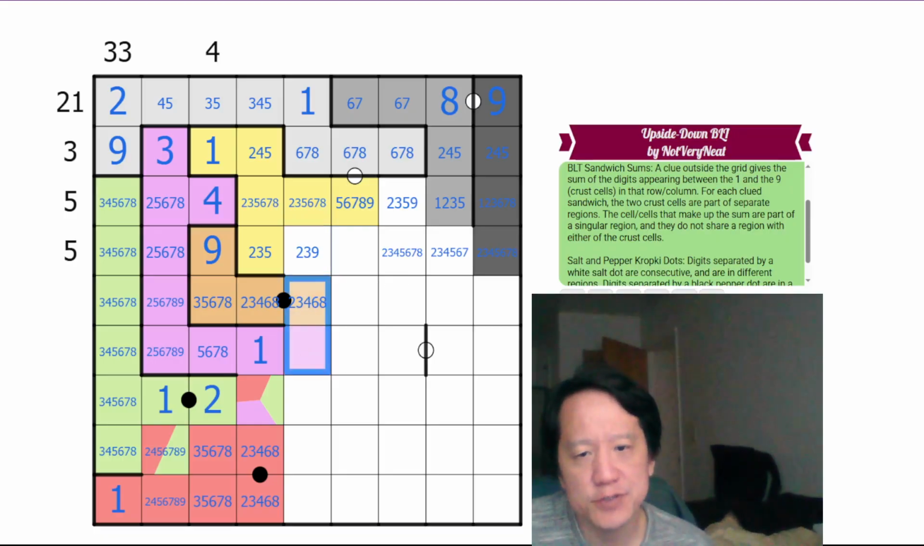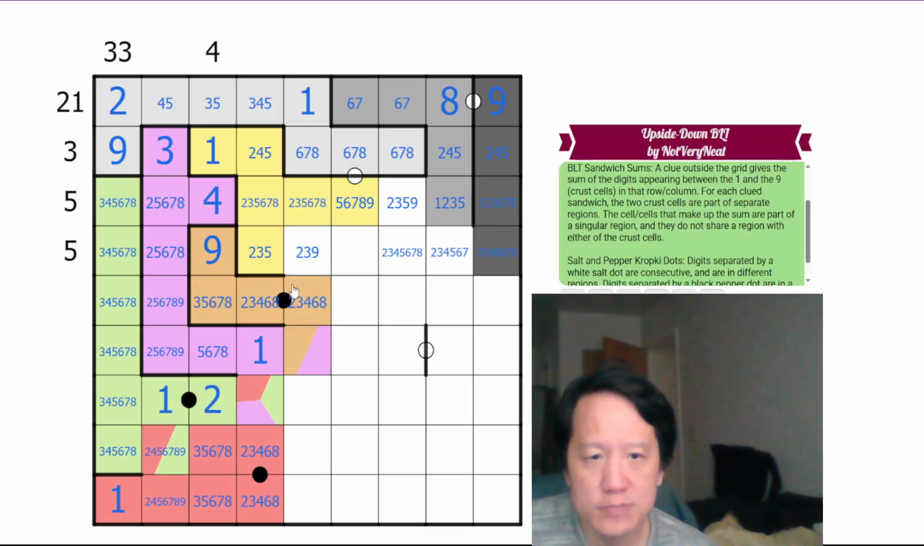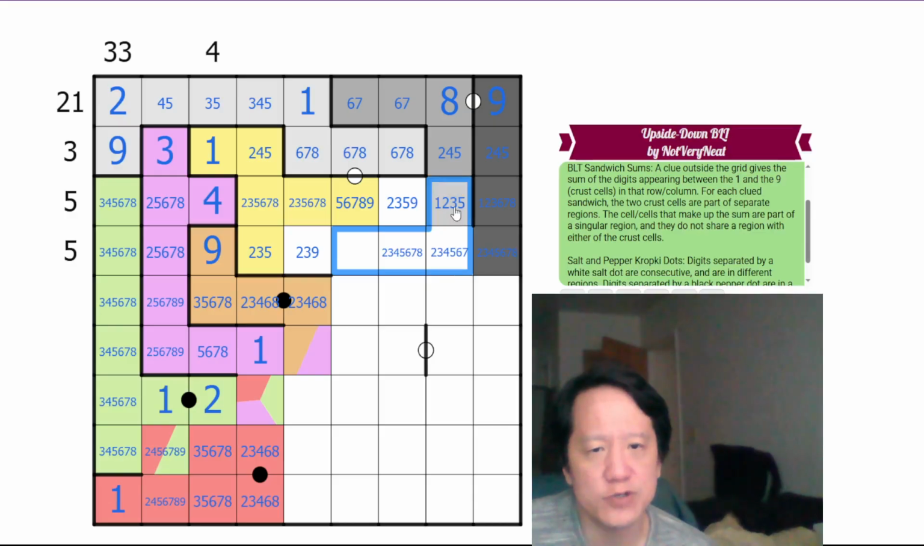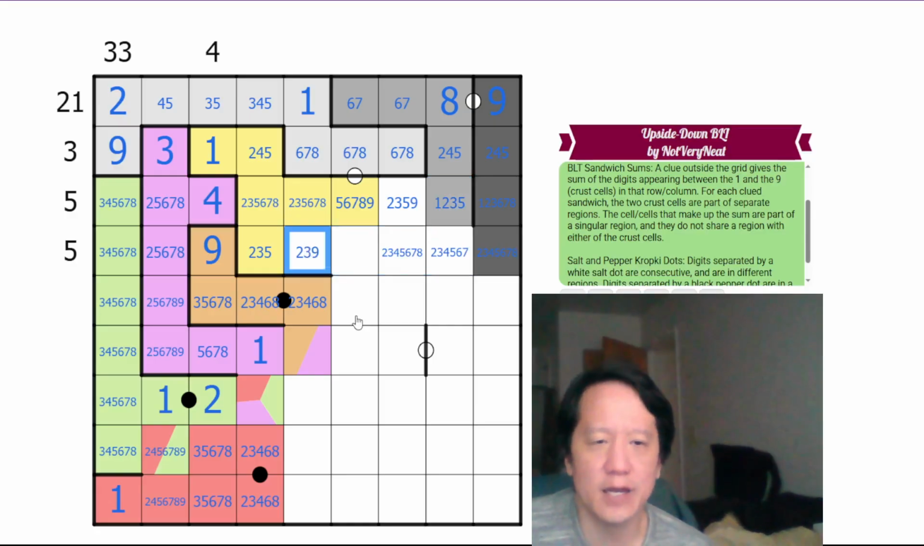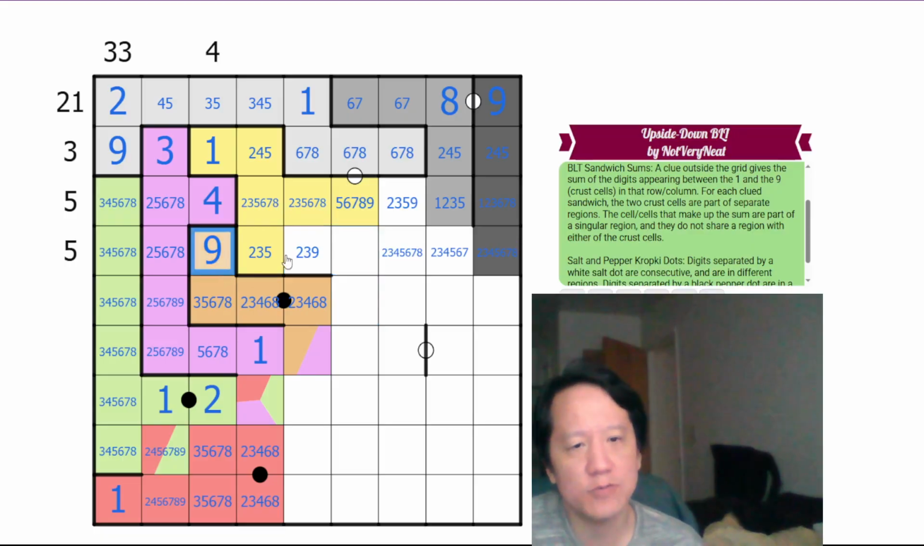Because again, none of them can be 9. Orange could go down this way. This cannot be orange. So this could be part of dark. Well, this can't be part of dark. It could be part of a separate region, though. Some blue region. Oh, 9 is here, which means this can't be 9. So we know this is 2, 3 as a pair. So this is the same region then, and this is a separate region.